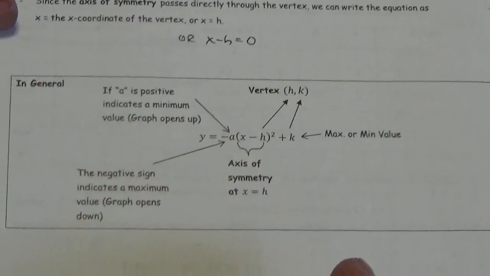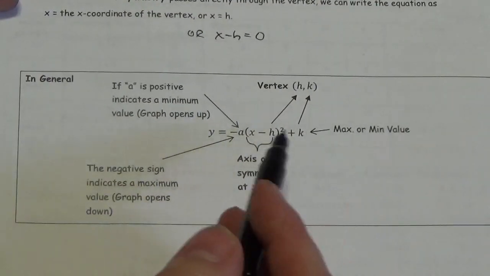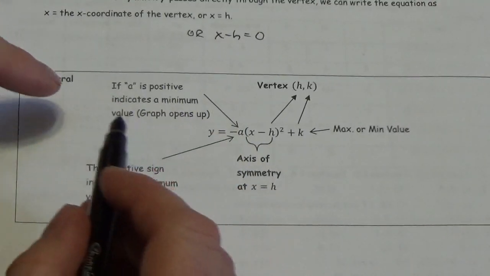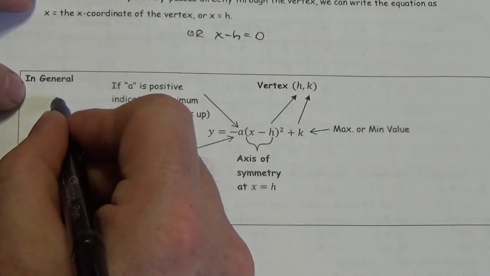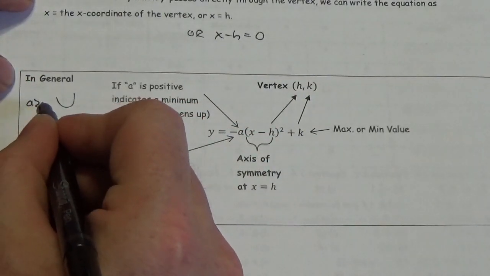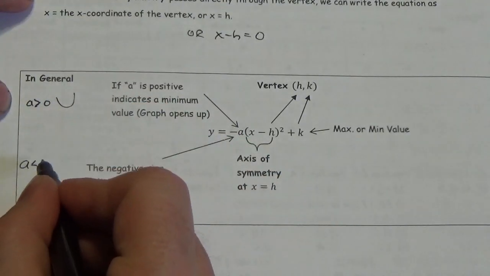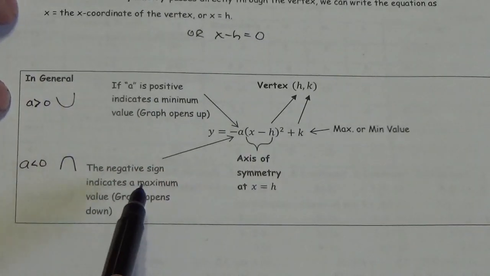So here we go. In general, all the information that we're getting out of this, when you've got it in vertex form: if a is positive, we're going to get a minimum because the graph opens up. Okay, so this is if a is greater than 0. If a is less than 0, then the parabola opens down, and so you're going to get a maximum.